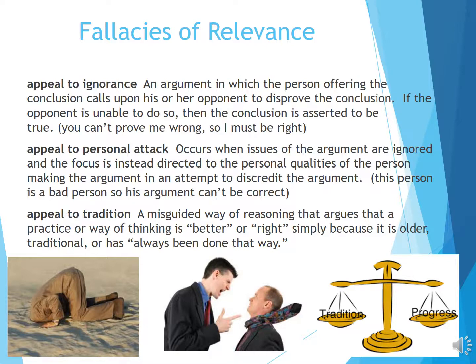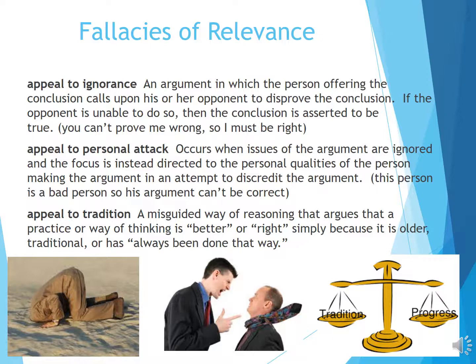Appeal to ignorance is an argument in which the person offering the conclusion calls upon his or her opponent to disprove the conclusion. If the opponent is unable to do so, then the conclusion is asserted to be true. In other words, if you can't prove me wrong, I must be right. Appeal to personal attack occurs when issues of the argument are ignored and the focus is instead directed to the personal qualities of the person making the argument. In other words, this person is a bad person, so his argument can't be correct.